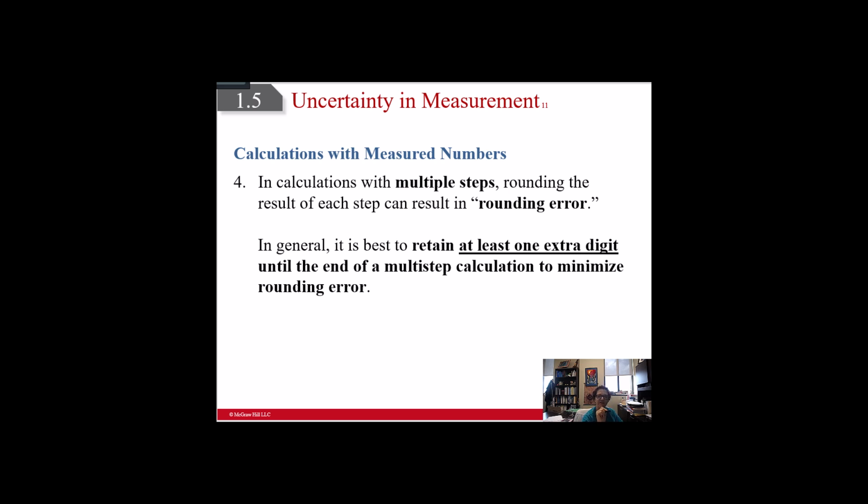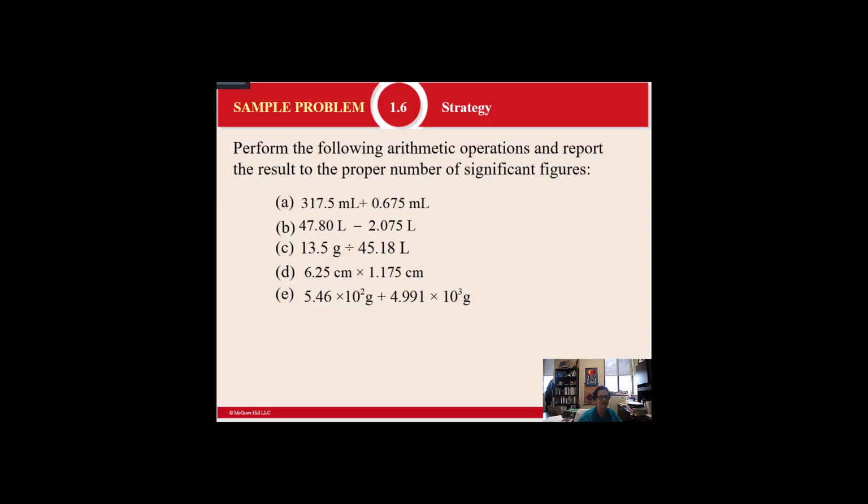So your measurement is usually the one that dictates how many you're going to use. If you calculate using multiple steps, if you round each one, you could come up with what's called a rounding error. So if you notice that you're different from the answers, then that may be what's going on. In general, it's best to retain at least 1 extra digit until the end of a multi-step calculation to minimize rounding error, but you have to remember how many it really had in order to apply it correctly to the calculation. So it's easier for me to show you than to tell you.